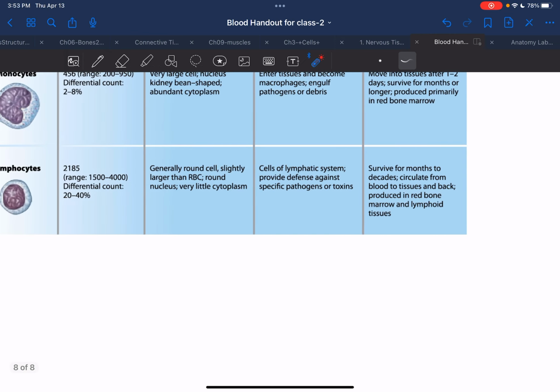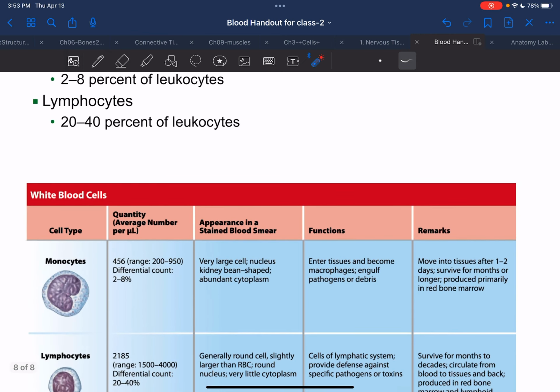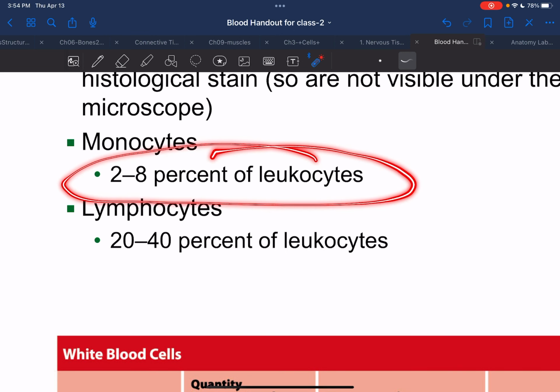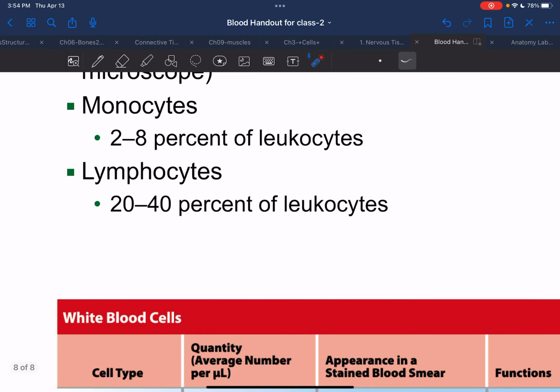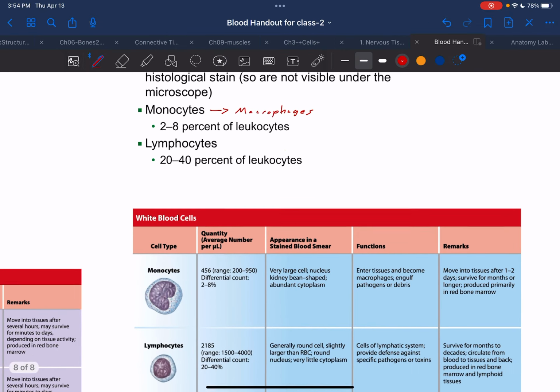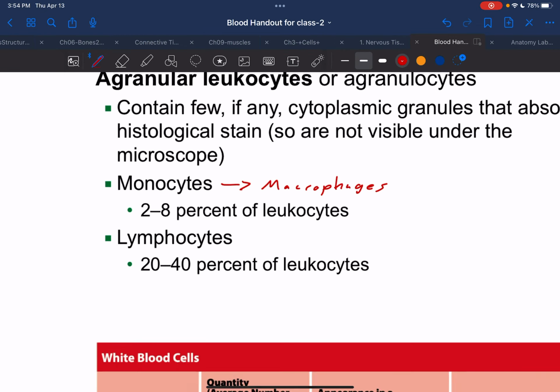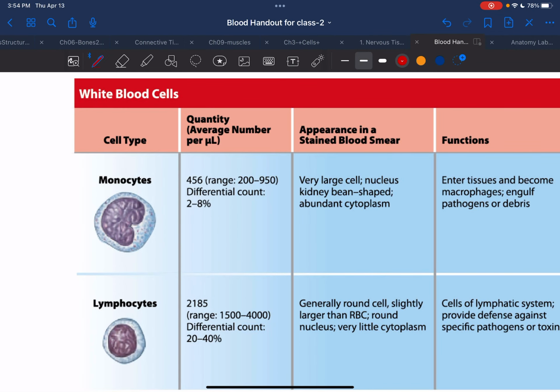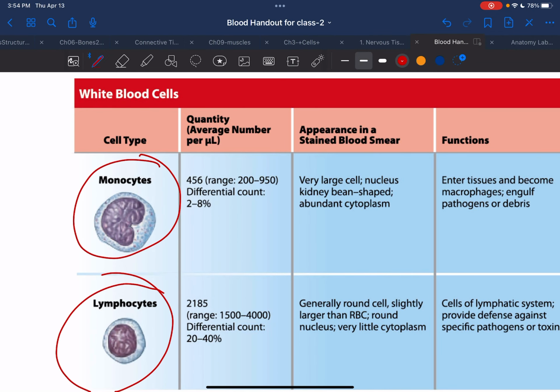And the last two that we need. Our monocytes make up 2 to 8% of our leukocytes. Monocytes. And then you want to write macrophages. And these I'll show you what they do with a better illustration for the second part of these notes when we get back. And then we have our monocytes, lymphocytes.